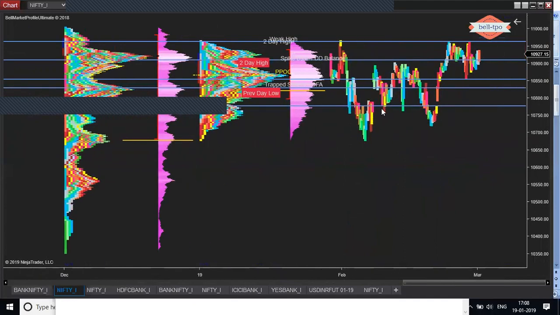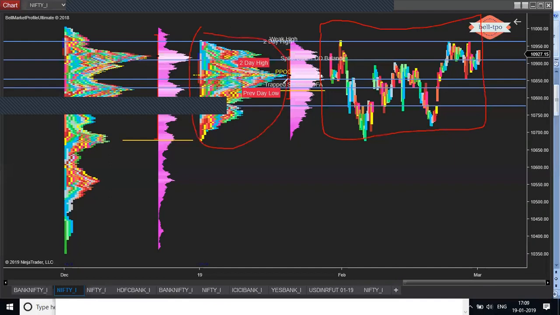The entire month's activity is listed down as a split profile. So here is the split profile. This entire activity is a split profile for the current month. And here is the current month activity in a balanced format. So you can see where the point of control has been formed. So far, 10,850 is where the maximum activity formed.